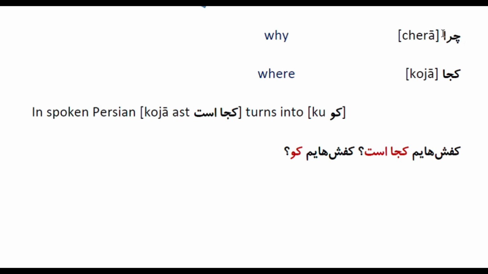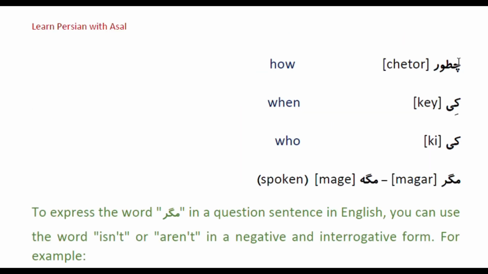چرا. کجا. Remember that in spoken Persian, in the phrase کجا است, or when you want to speak fast, کجاست turns into کو. For example, in spoken Persian, we never say کفش هایم کجا است. We say کفش هایم کو. چطور.